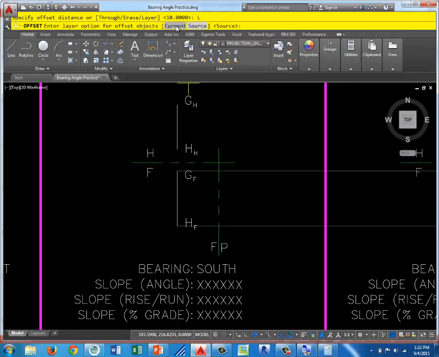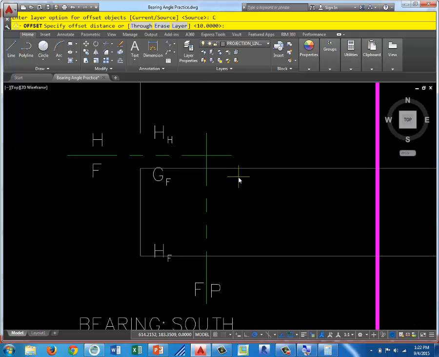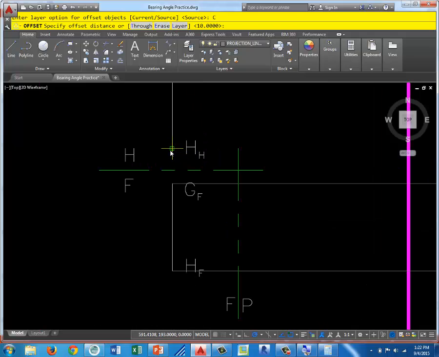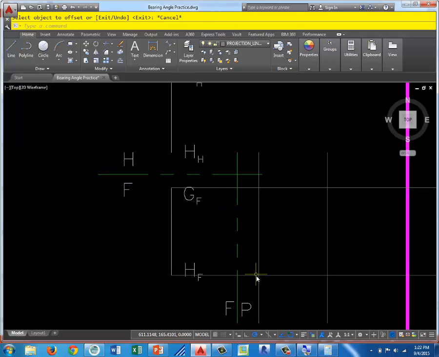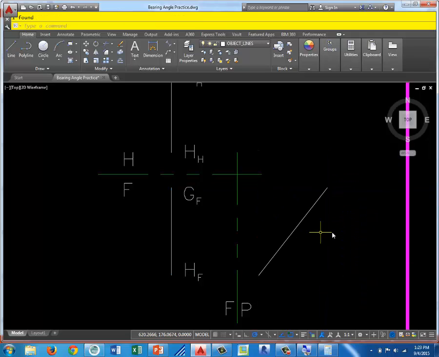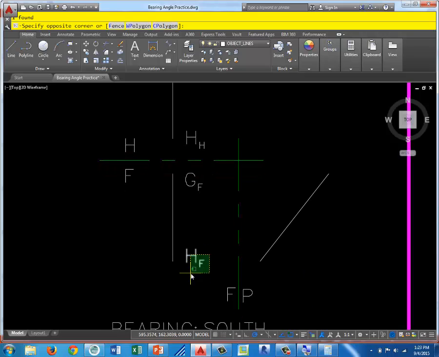So I'm going to offset into the current layer. So again, I always just talk to myself and say H is the close one, and then G is the far one. So H is the close one, G is the far one. So this would be my true length line here. So it's true length and it's an elevation, so I can measure its slope.